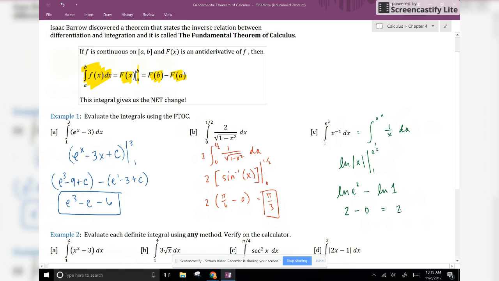And so there is our area. Well, maybe it might be our net area. I'd again have to look at the graph. Well, wait, I know what 1 over x looks like. 1 over x goes like this, right? And if you're going from 1 to e squared, here's 1, here's e squared. Yeah, that's going to be the area. So that's kind of nice to think about.